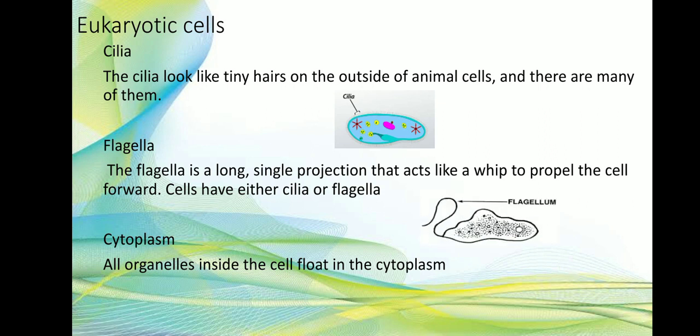Next one is the flagella. The flagellum is a long, single projection that acts like a whip to propel the cell forward. Cells have either cilia or flagella. It is primarily a motility organelle that enables movement and chemotaxis.